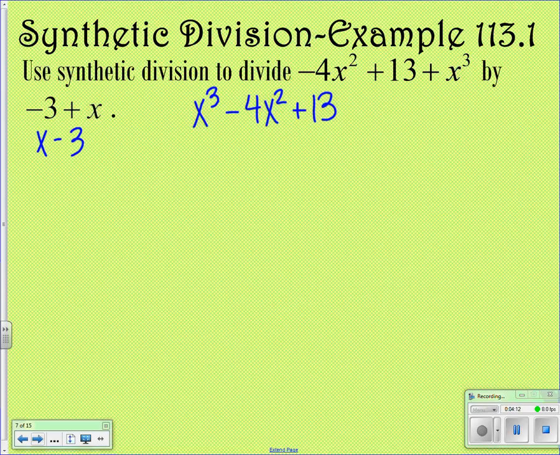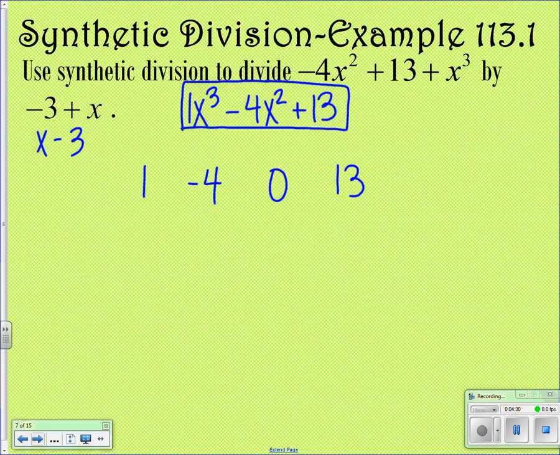Now we're going to start by looking at the coefficients of this polynomial. So the coefficient of our first term is a 1, and then we have a negative 4. We're missing an x term, so we put a 0 because its coefficient is 0, and then we put 13. You're going to leave a line, and then you're going to draw a horizontal line, because we're going to fill in some numbers underneath that in a minute. And then you're going to have part of a box. I just call it a box, but it's only part of it. For whatever reason, they only draw part.